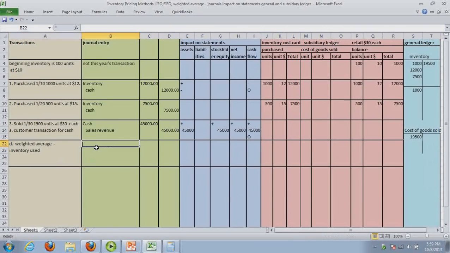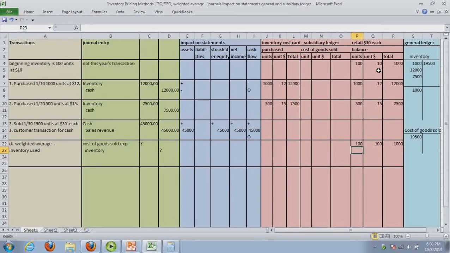Weighted average, same account titles, of course, that we picked up before, but we then need to do the calculation. So that's what, again, we need the strategies for. So this one's going to blend everything. Because it is different, we're actually going to go back and redo this part of your subsidiary ledger. So let me put in the beginning balance for inventory in units and dollars.